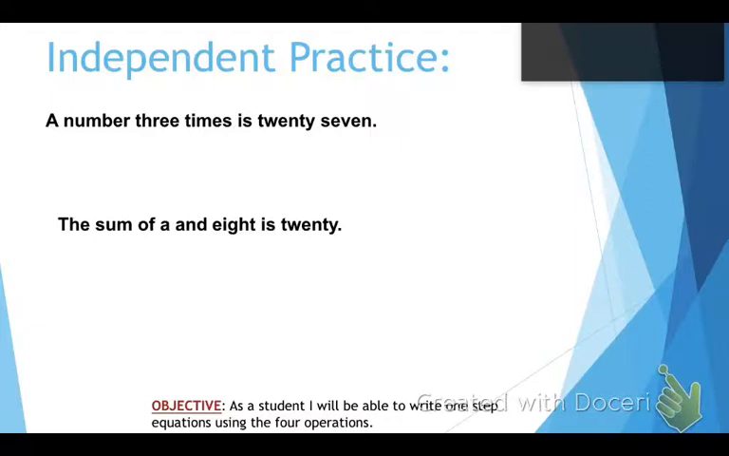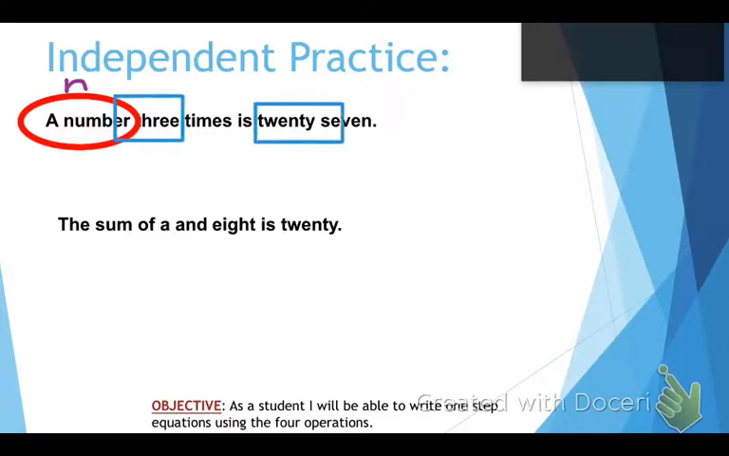A number. Alright, so here we go. This is what we should have done. A number. We went ahead and circled a number. That was our variable. Okay. Is 3 times. Ooh, 3 times. 3 is one of our numbers, and 27 is another number. What operation are we going to do? Well, it says times, which means multiply. Okay, so it says 3 times a number. You got to be careful.